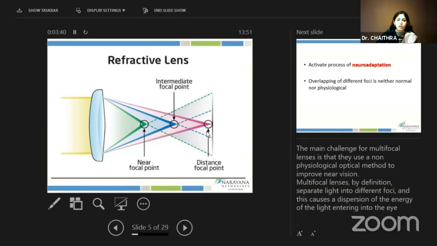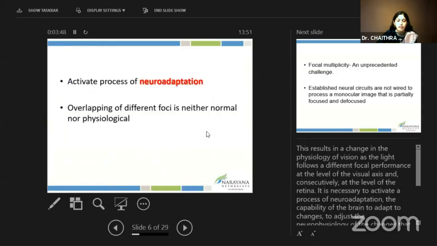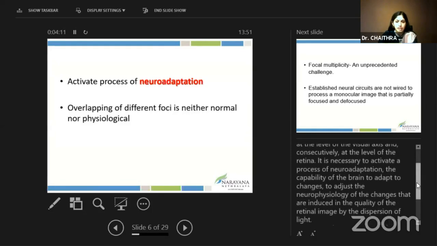By definition, multifocal lenses separate light into different foci, and this causes a dispersion of the energy of the light entering the eye. This results in a change in the physiology of vision, as the light follows a different focal performance at the level of the visual axis and consecutively at the level of the retina. So it is necessary for our brain to activate a process of neuroadaptation, the capability of the brain to adapt and adjust to the neurophysiological changes induced in the quality of the retinal image by the dispersion of light due to the multifocal lens.